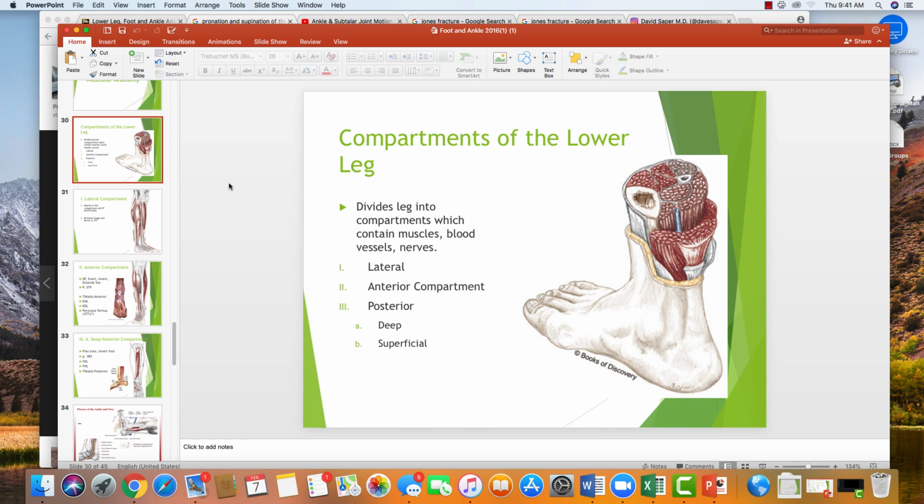I'd like to start off by saying that the lower leg is divided into compartments. There are 3 compartments: the lateral, the anterior, and then the posterior. The posterior compartment is divided into a deep and superficial, but 3 main compartments when we're talking about the lower leg. Each compartment contains muscles, blood vessels, and nerves, all the different things that allow our distal segment, the foot and the toes, to move and to be supplied by nerves, so we get feeling down there as well as blood supply.